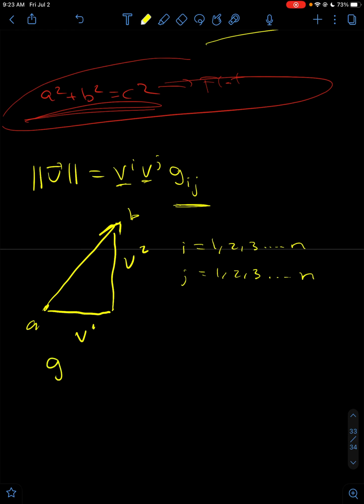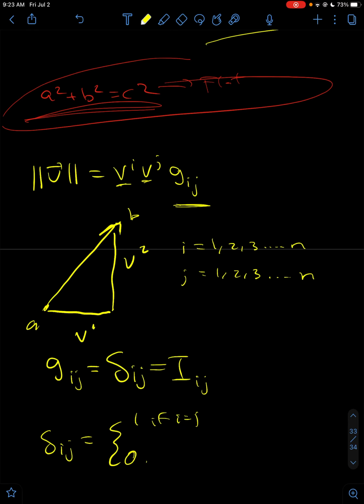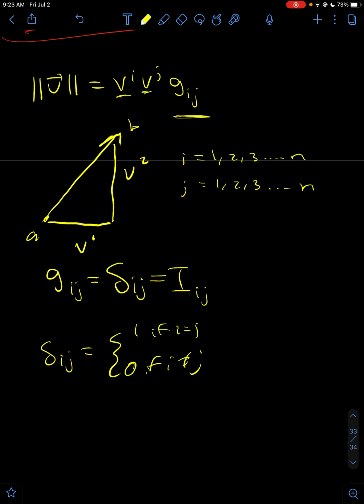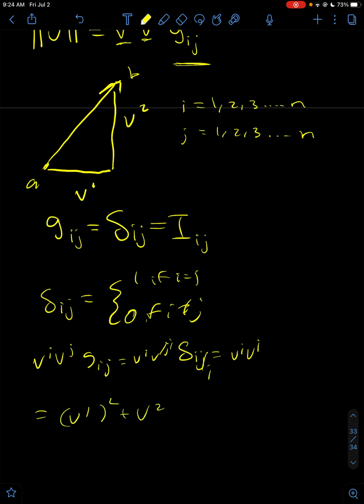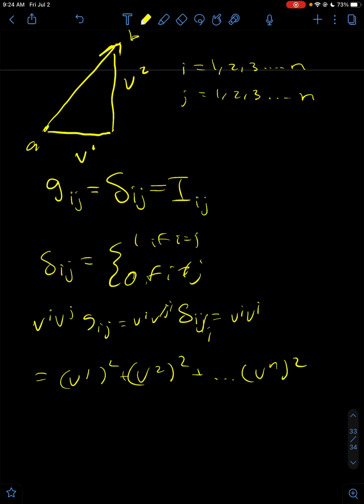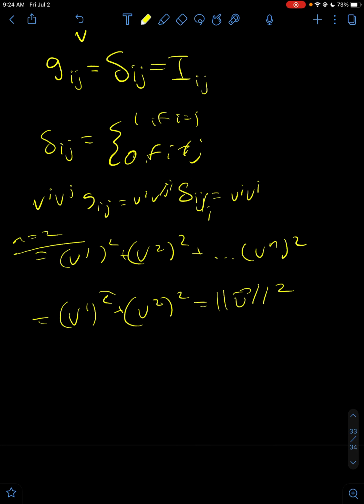Now, for the case of a flat space, g_ij is the Kronecker delta ij, which is just the identity matrix. The Kronecker delta is 1 if i equals j, and 0 if i does not equal j, by definition. So v^i v^j g_ij would equal v^i v^j delta_ij. We change the j's to i's, and we get v^i v^i, which is just v1 squared plus v2 squared plus dot dot dot vn squared. If n equals 2, as in the number of dimensions is 2, then we have v1 squared plus v2 squared equals the length of the vector squared. And that's just the Pythagorean theorem: a squared plus b squared equals c squared, where a is v1, b is v2, c is the length of v.